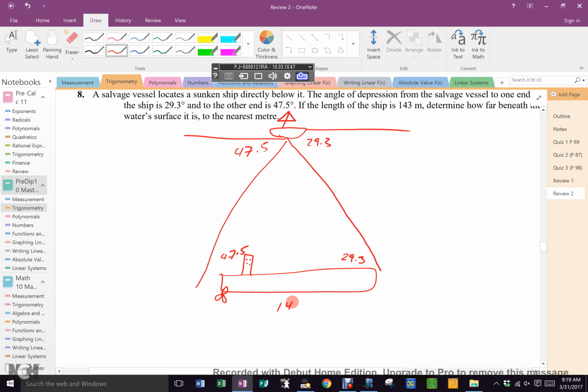The boat is 143. Do you know this side? How do you know the third angle? Subtraction, right? It's 180 minus 47.5 minus 29.3, whatever that is. So 180 minus 48 would be 132, but it's 132.5. Minus 29 is 103, 103.2. So 103.2 degrees, yes? Then do you have a pair? Then you sine law.